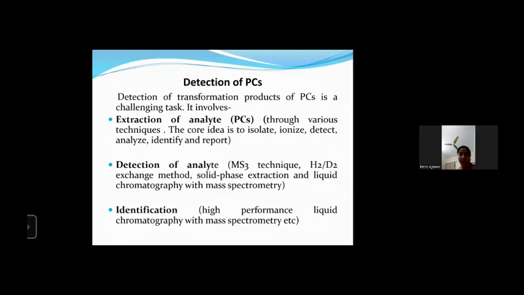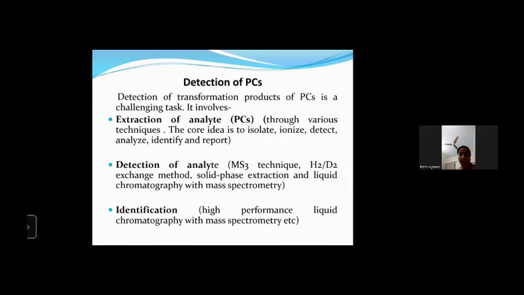Though it is a fact that detection of pharmaceuticals and the metabolic transformation products needs to be modified according to the chemical nature of the analyte. So the next detection technique is MS3, which is known as multiple mass spectrometry, a very useful technique for the identification of closely resembling compounds, transformation products and isomers.